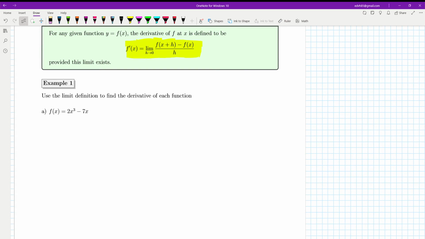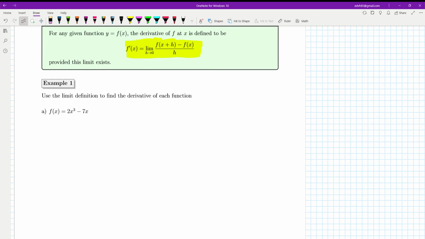So we're going to do 3 examples in which we will use the limit definition, which, yes, it's going to be a little bit painful in some cases. I'm not going to lie to you. But again, this is something that we have to do. It's something that we have to go through.